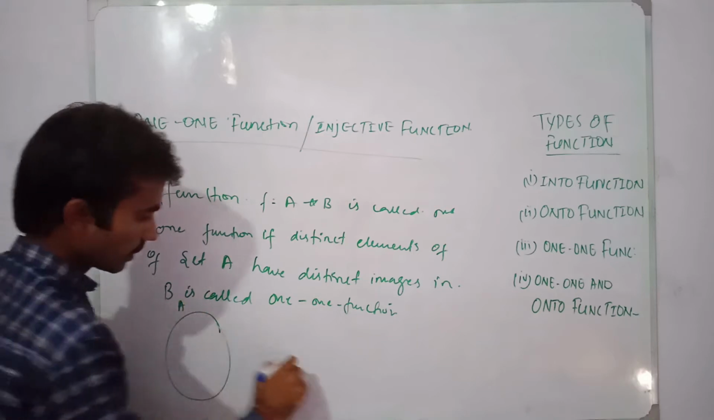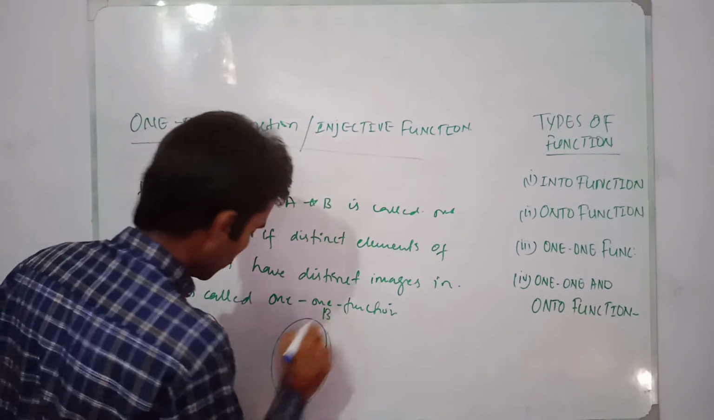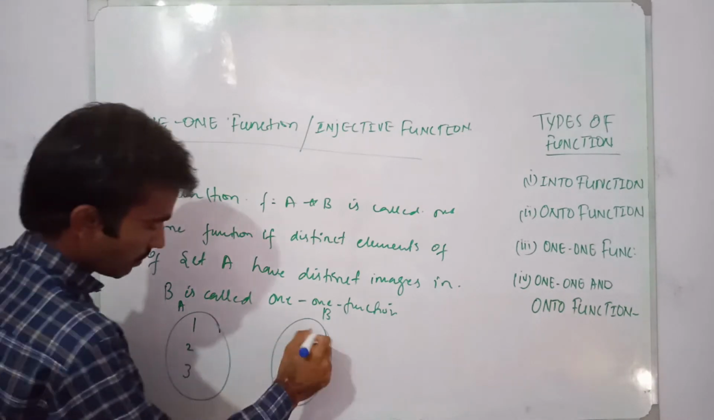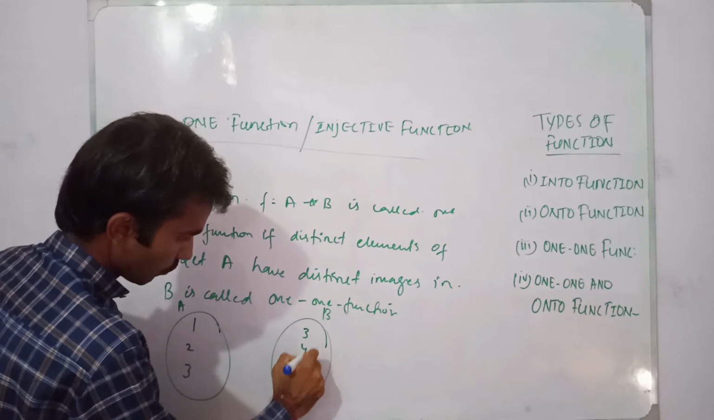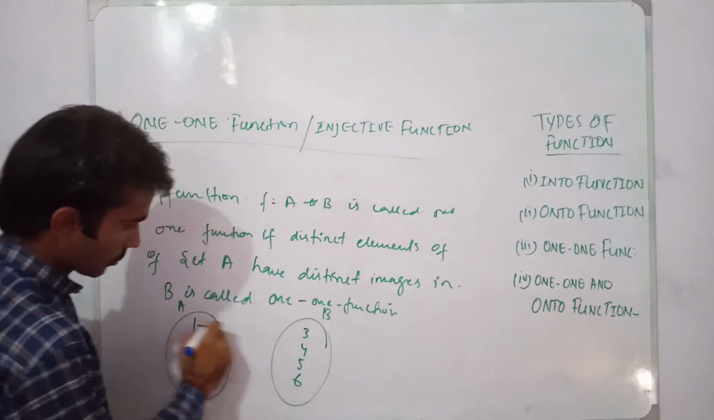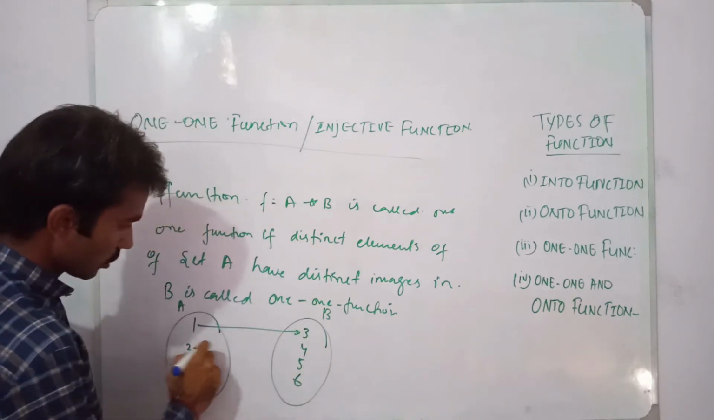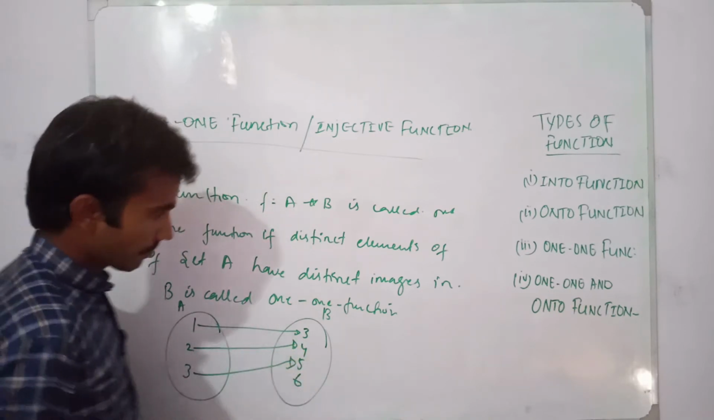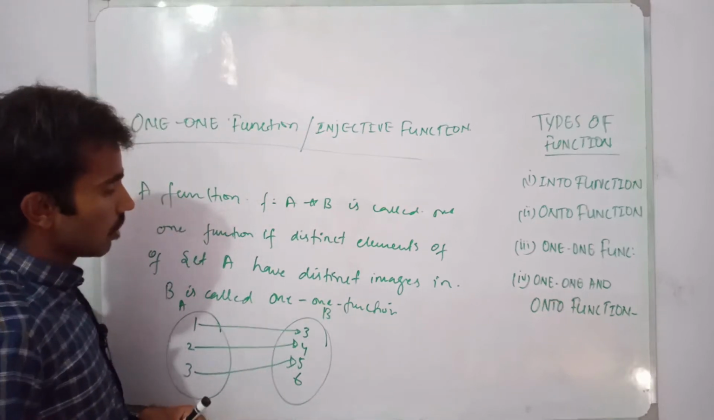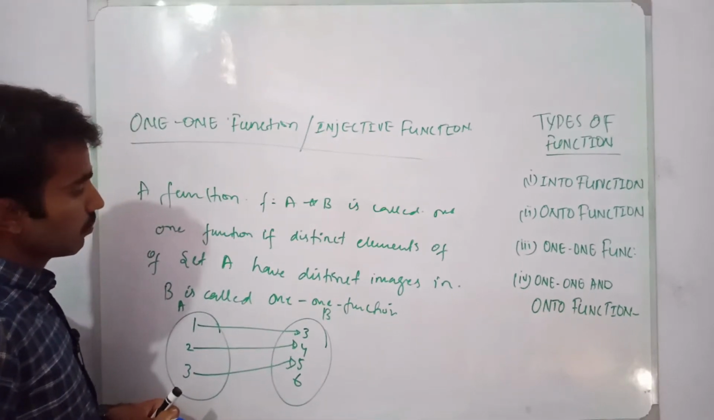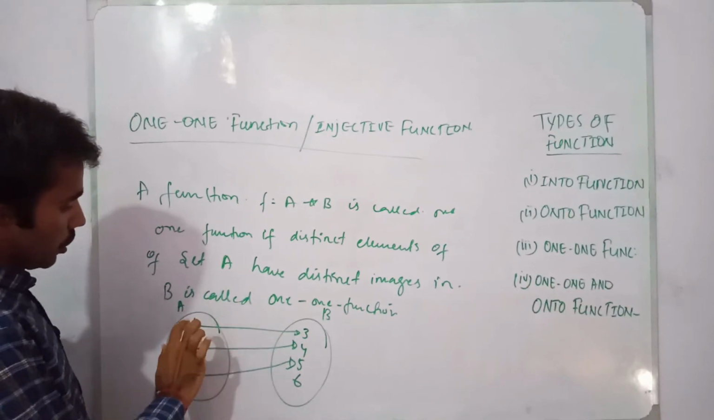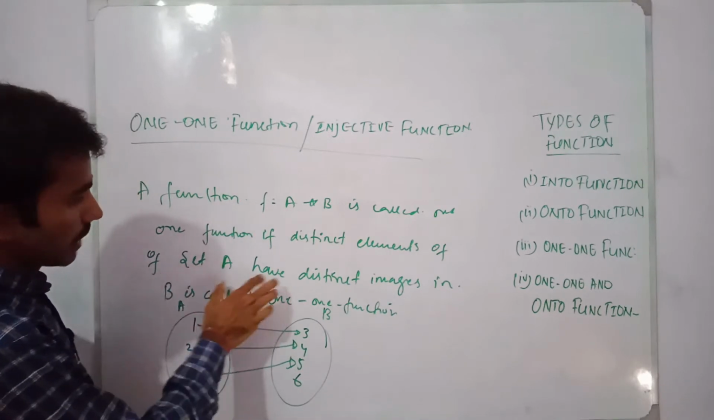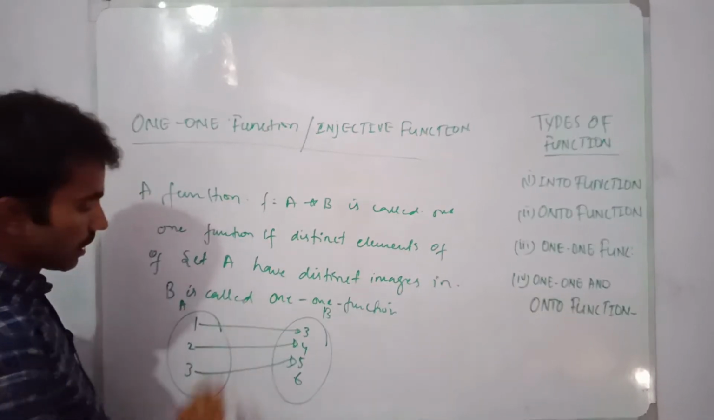So we have the A set and we have the B set. In set A we have members 1, 2, 3. In set B we have members 3, 4, 5, 6. So 1 is mapped with 3, 2 is mapped with 4, and 3 is mapped with 5. So now we will discuss the one-one function. If distinct elements of set A have distinct images in B, it is called one-one.